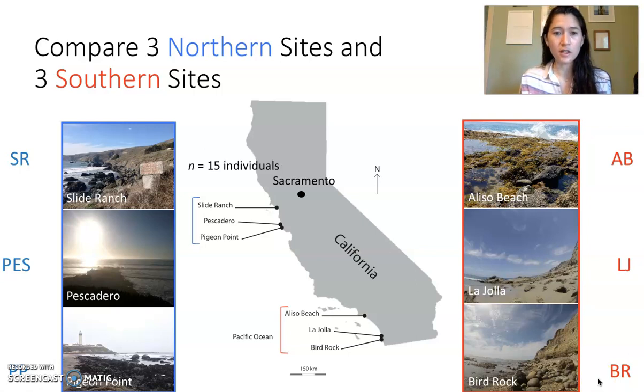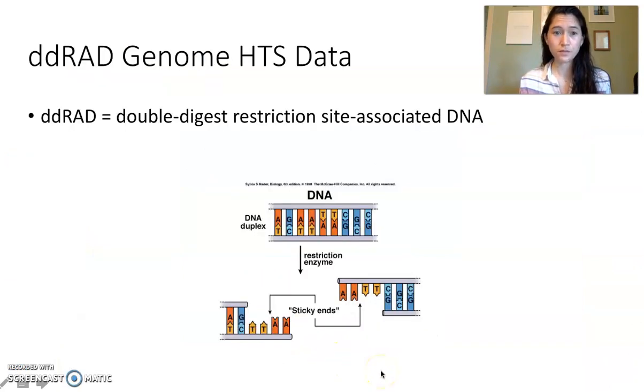And then for the data set in particular we're working with today, there are 15 individuals from each of these 3 northern sites and 15 individuals from each of these 3 southern sites. And the data set that we're working with is obtained from a ddRAD high throughput sequencing run. So we're working with high throughput sequencing data again in this lab.